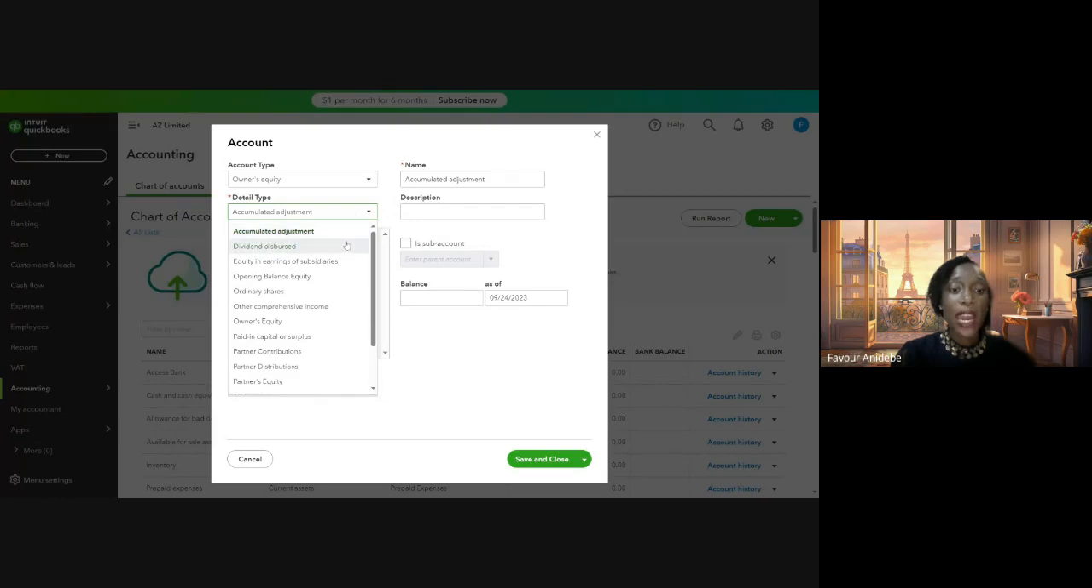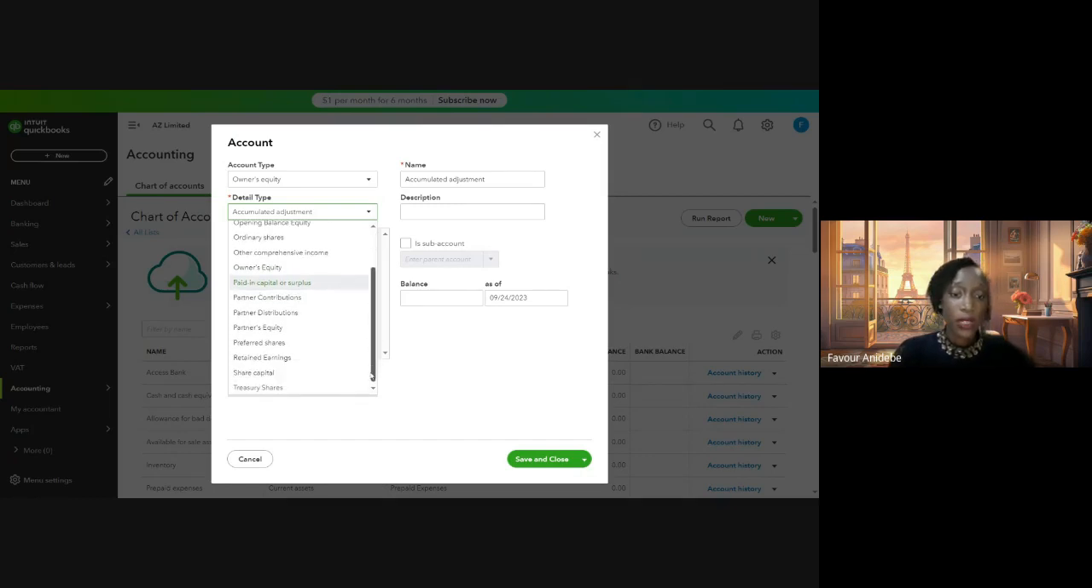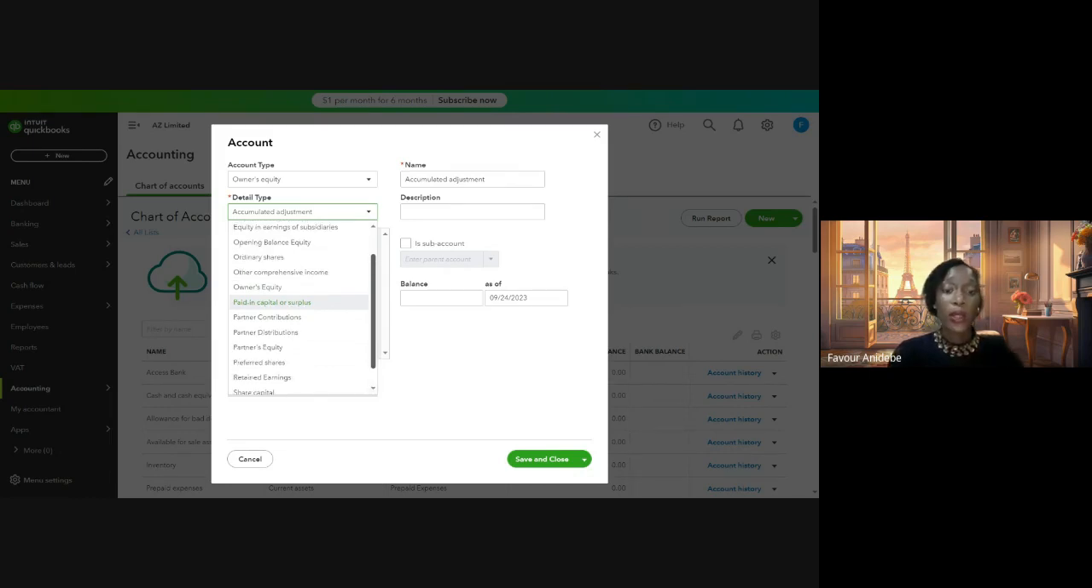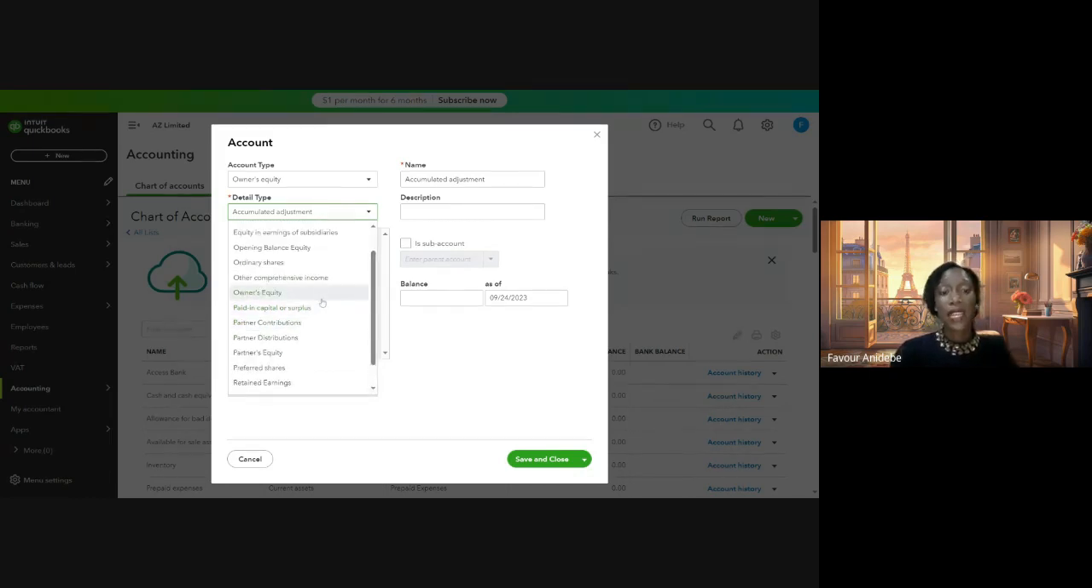So they're asking, what kind of owner's equity is this? Is this equity in earnings of subsidiaries? Is this the opening balance equity? Is it the ordinary shares, partners equity? Let's keep scrolling. Retained earnings, treasury shares, share capital, and the likes. But this particular one is actually owner's equity. What owner's equity means is the contribution of the owner of the business to the business.